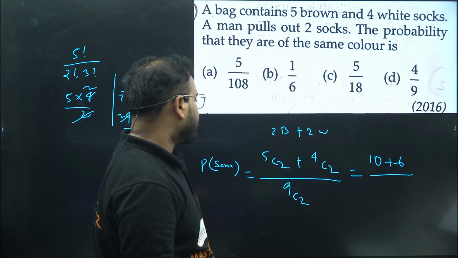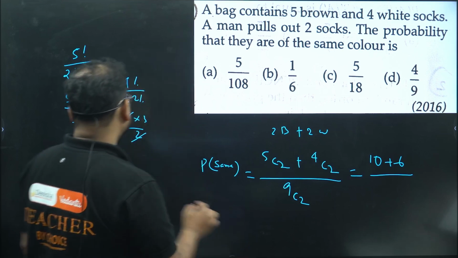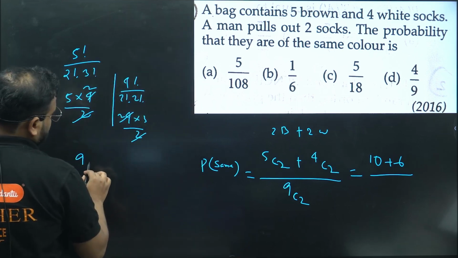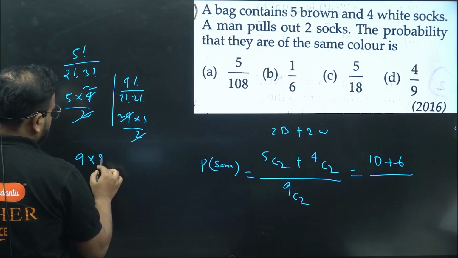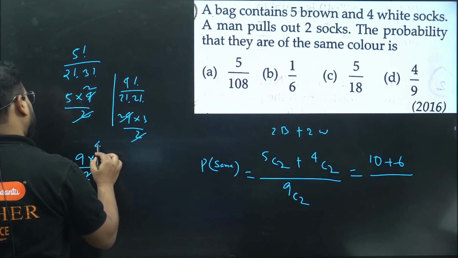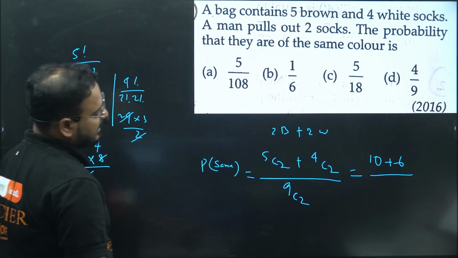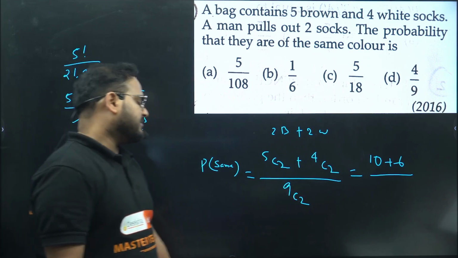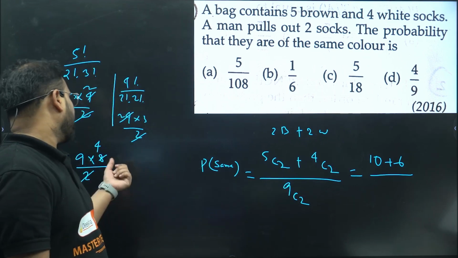9C2, please check. So I'll have 9 factorial, 9 minus 2 will be 7, so I'll cancel the 7 factorial. So I'll have 9 into 8 by 2, which will be 9 into 4. 36 is there.